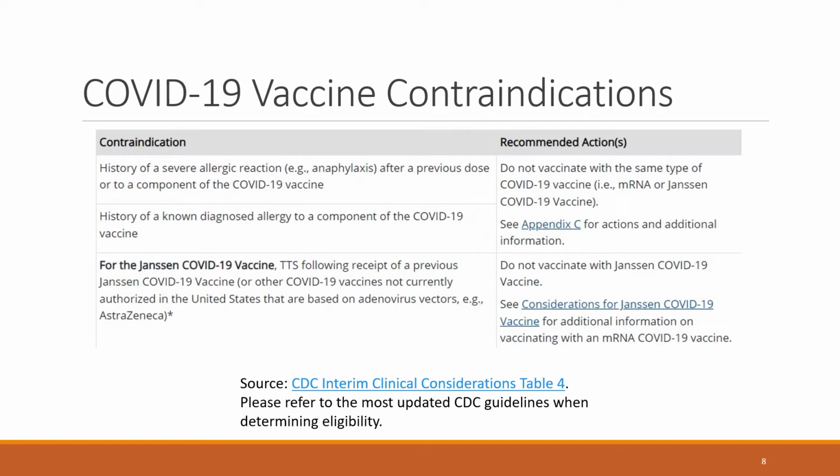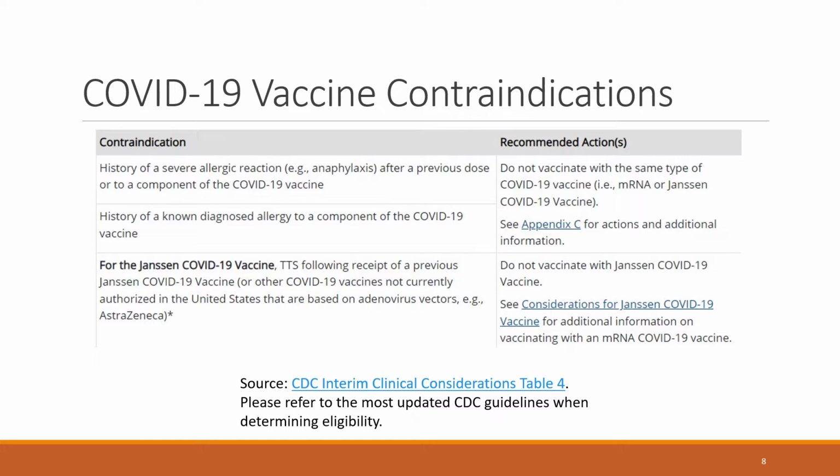COVID-19 vaccine contraindications are listed here. A history of severe allergic reaction or anaphylaxis after a previous dose or a component of the COVID-19 vaccine. The recommended action is you do not give the same type of COVID-19 vaccine that caused that reaction. A history of known diagnosed allergy to a component of the COVID-19 vaccine is a contraindication, and you can see Appendix C for the actions and additional information regarding that contraindication.